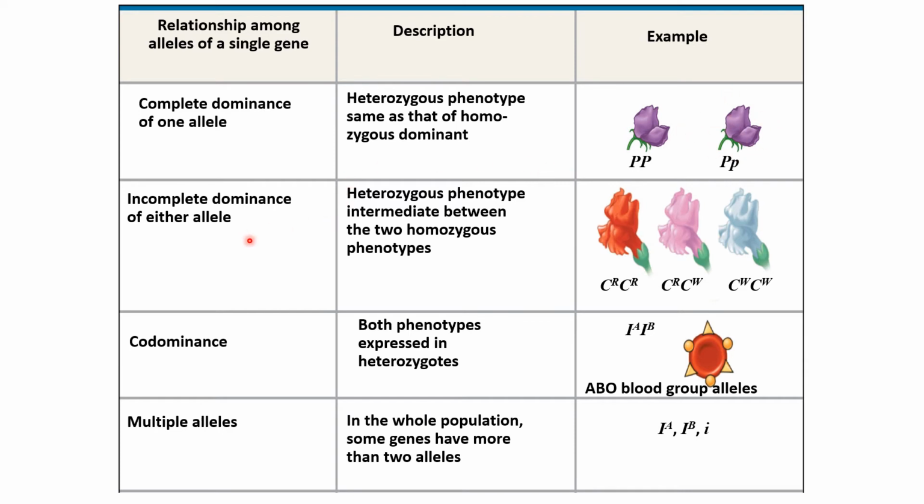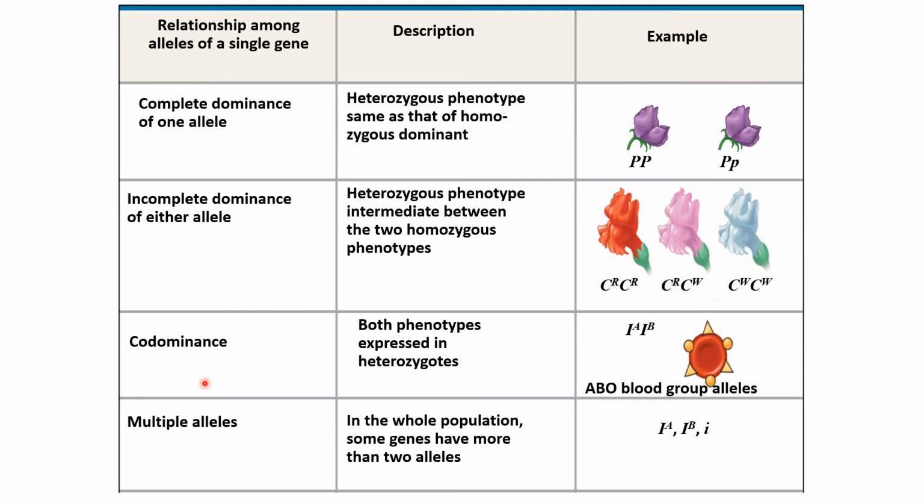For incomplete dominance, the heterozygous phenotype is intermediate between the two homozygous phenotypes. So this one is the dominant, this is the recessive, and the heterozygous is intermediate in the middle, with half of the characteristic coming from each.